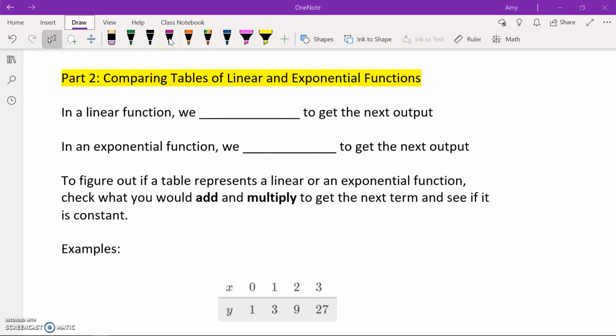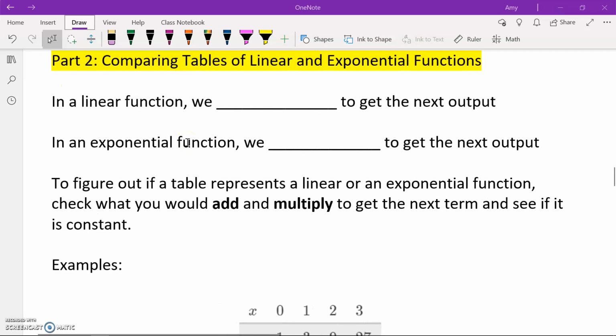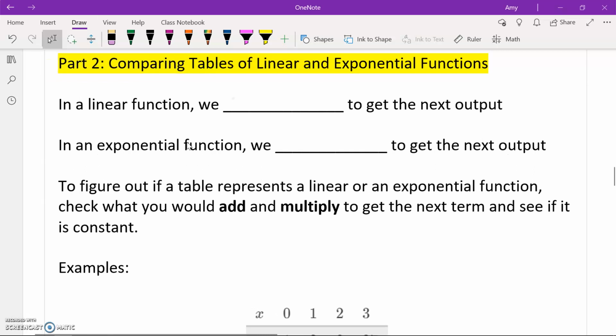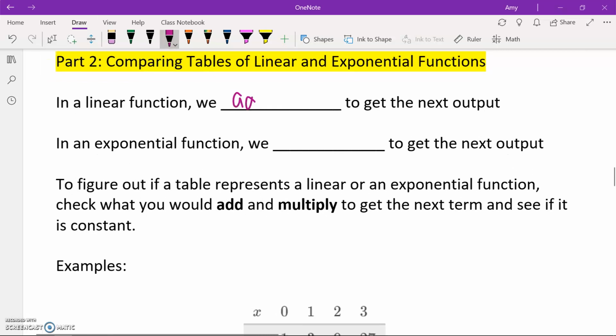Hey guys, in this video, we are going to look at how you can compare linear and exponential functions when you're given a table of values. Remember that a table of values is just a way for us to see a series of points on our function, and we're going to look at how using the table we can figure out is that function linear or exponential.